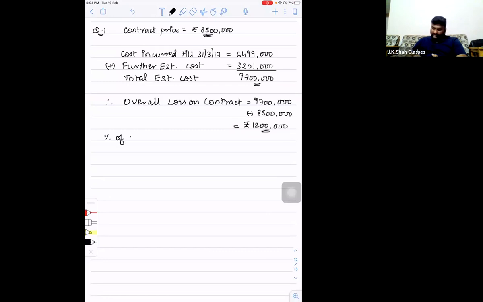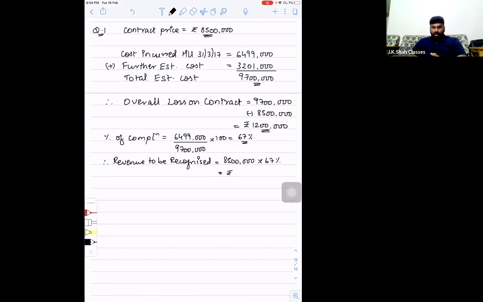Next line, percentage of completion. I'd say 64,99,000 divided by 97 lakh total cost into 100. Can anybody please calculate this for me? 67%. So next line, therefore, revenue to be recognized will be 85 lakhs multiplied by 67%, which is 56,95,000.